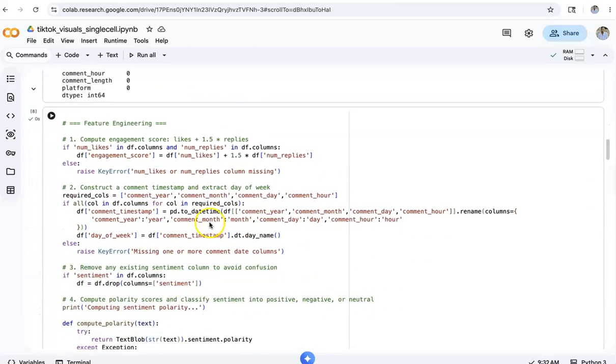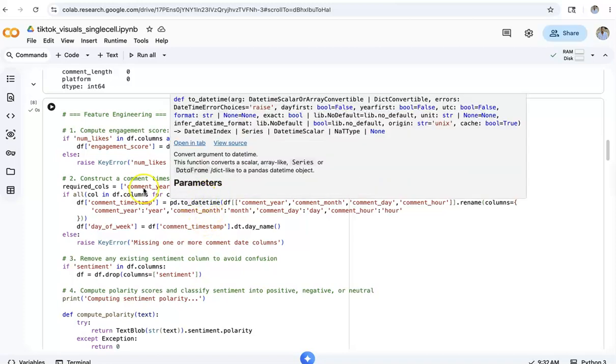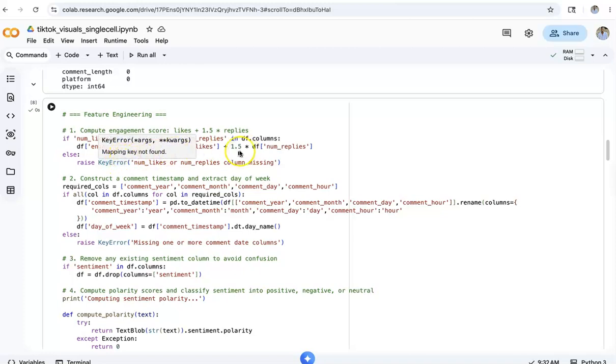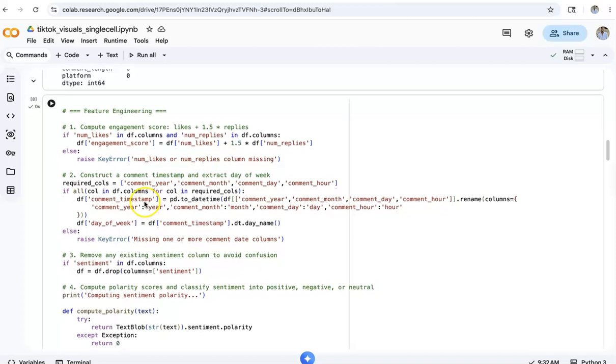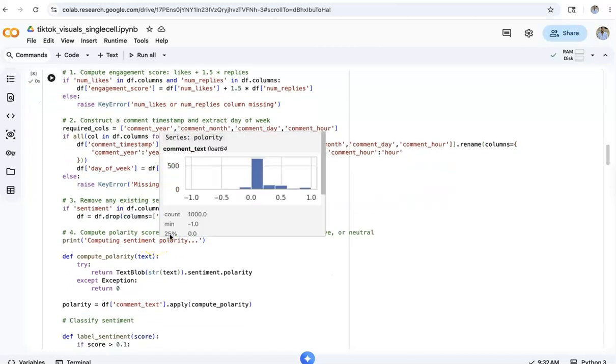Next, I performed feature engineering, where I created a new column called engagement score using the number of likes plus 1.5 times replies. Replies were weighted more because they represent a deeper engagement. I also created a timestamp from the date columns and extracted the day of the week. For sentiment analysis, I classified comments as positive, neutral, and negative.